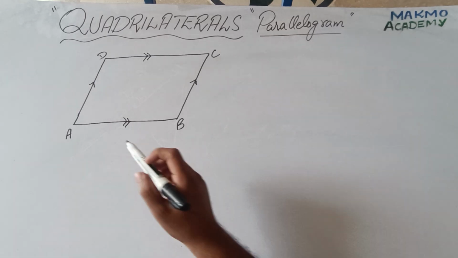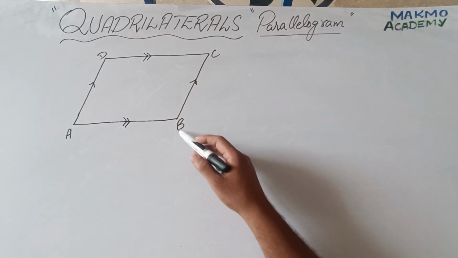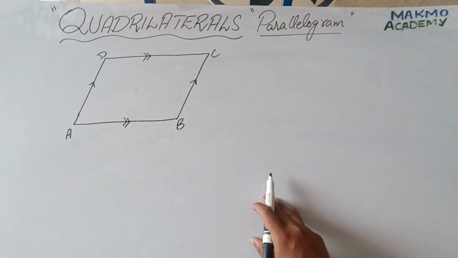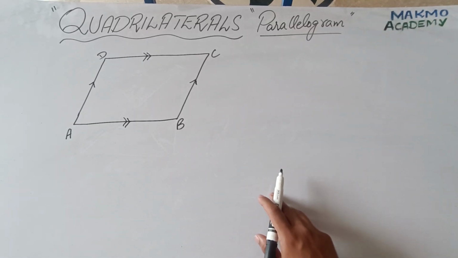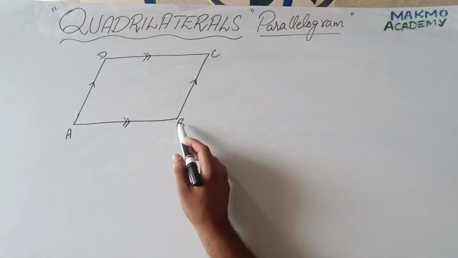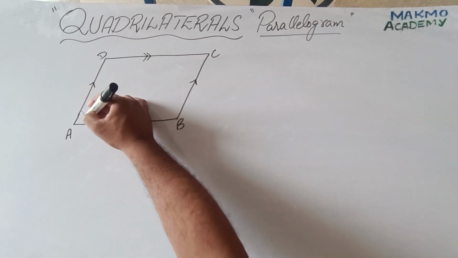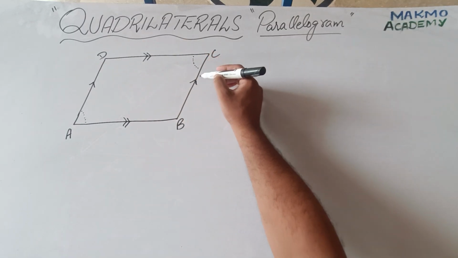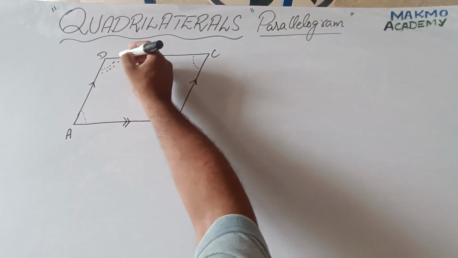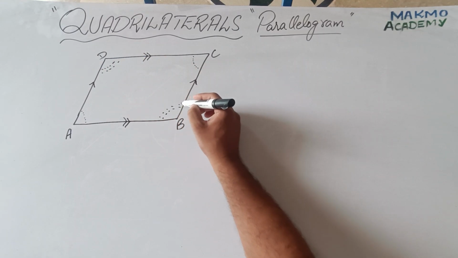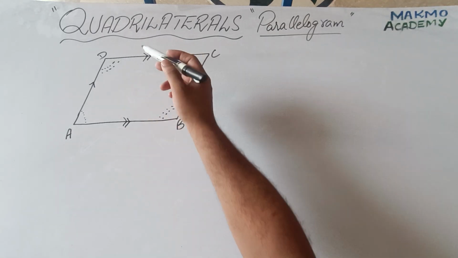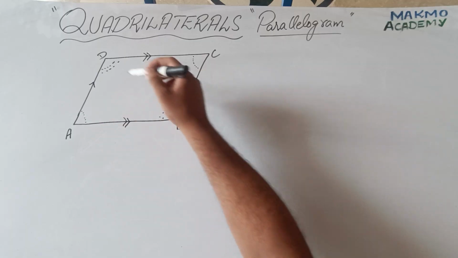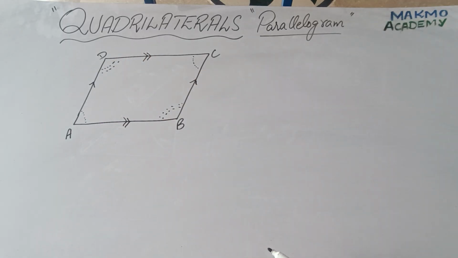Opposite sides are equal in length, so it means that AB is equal to CD and BC is equal to AD. So this is the second property, opposite sides are equal in length. Then opposite angles are equal. It means that angle BAD, whatever the size of this angle, would be equal to angle BCD. Means these two opposite angles are equal and these two opposite angles are equal to each other. Opposite sides are equal in length, opposite angles are equal in size, and opposite sides are parallel with each other. So these are the three properties.